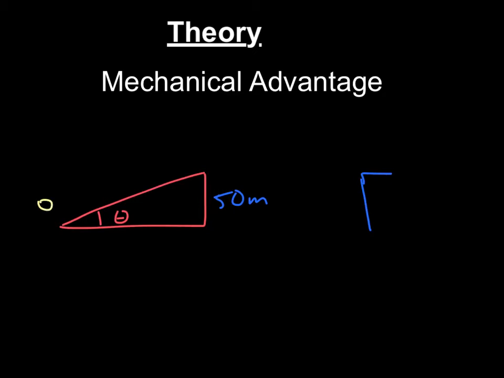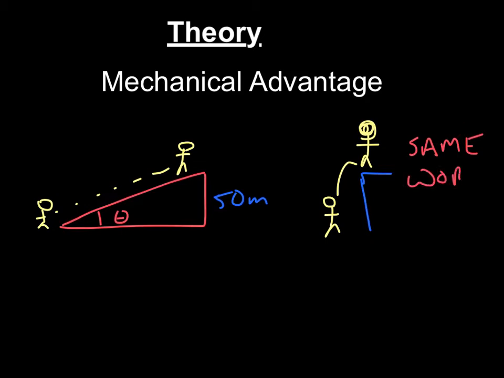Person A walks up here. Person B throws a grappling hook, climbs up here like a ninja. Person B may in fact be a ninja. Who knows? Let your imagination go wild. Who did more work? The answer is no one. So it's the same work. Same amount of work.